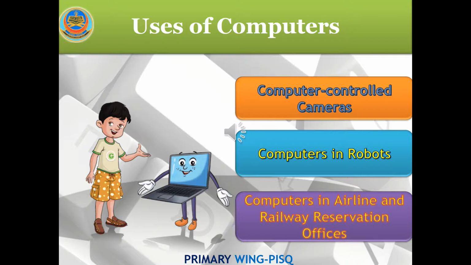And now, use of computers in airline and railway reservation offices. Computers are used in airline and railway booking counters where all computers are connected to a common network. This enables people to book tickets from any town or city to any other place.